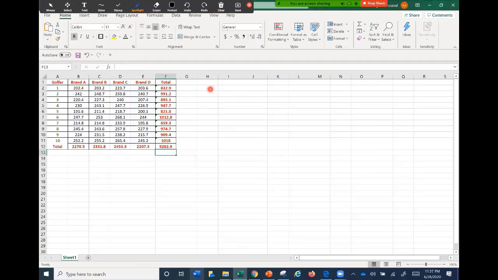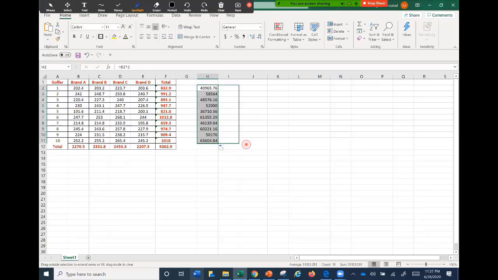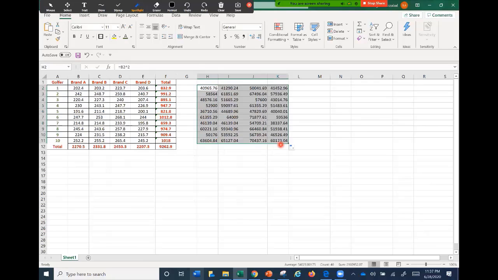How can we obtain the sum of all squared values? Remember, the square is equal to this value raised to the second power, and that is the square of the first value. We can copy this formula in all of these cells, and we can copy this column in these other three columns, and we have the square of all values.